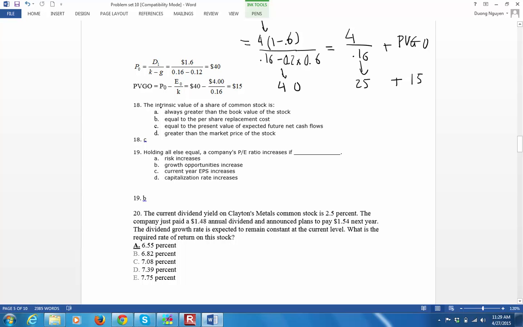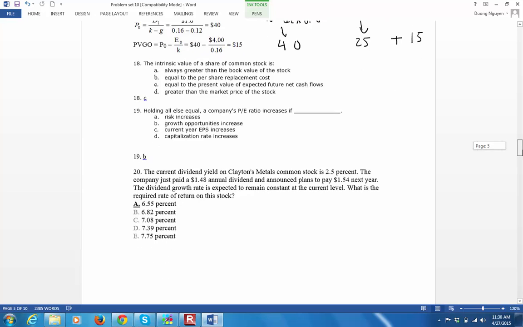Number 18, the intrinsic value or the fair value of any stock is simply equal to the present value of expected future cash flows, either dividends or stock price. Number 19, if the company's PE ratio increases, the growth opportunity increases. Because PE reflects the growth potential. It reflects how much investors are willing to pay for earnings. If the company has higher growth potential, PE will be higher.